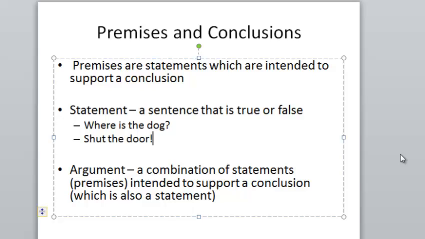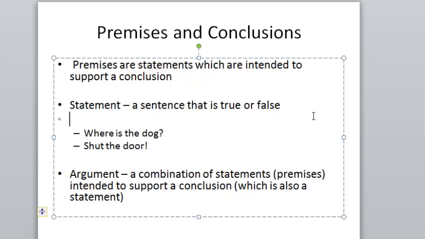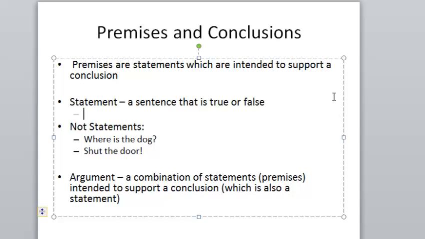That's not true or false either. So premises have to be of a certain special form. They're propositions, they're indicative sentences, they're assertoric. You're asserting something about the state of affairs of the world. And so these are examples of not statements. An example of a statement would be any sort of commonsensical thing you might think of.